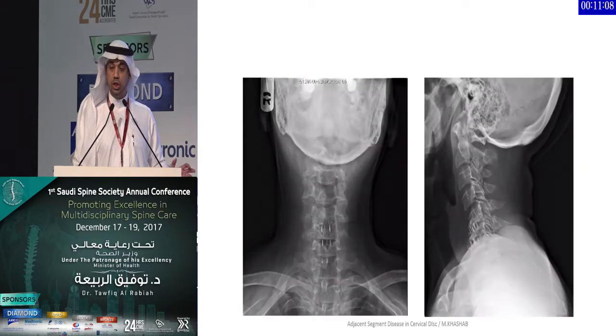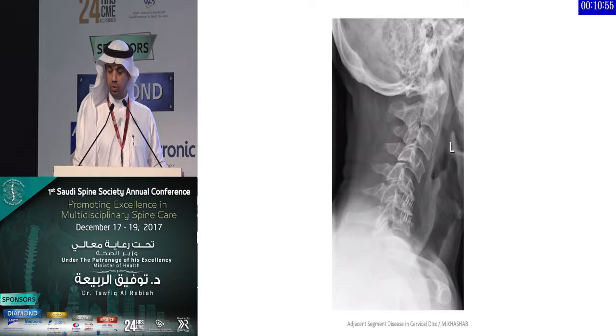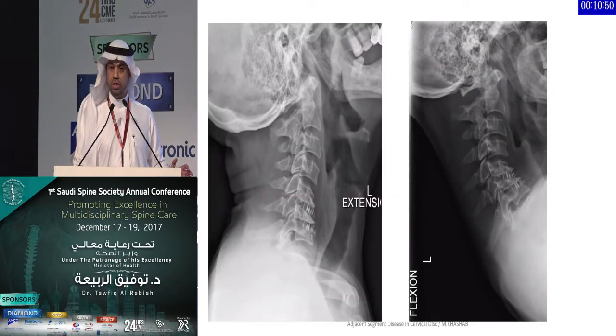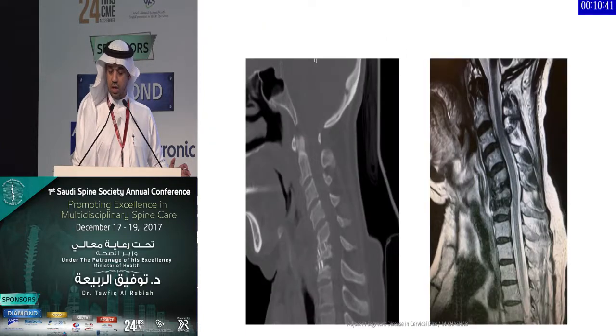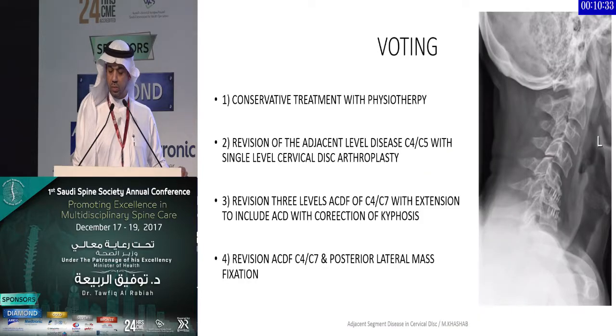Looking at the initial images, he had the immediate post-operative one. It was a reasonable alignment at the start, but within just a few months, he started to drop to the front, where he started to have a kyphosis, and the dynamic views showed some listhesis at the top at C4-5 that was dynamic on flexion extension. And this is the MRI and the CT for a complete evaluation. Then we'll come to the voting.